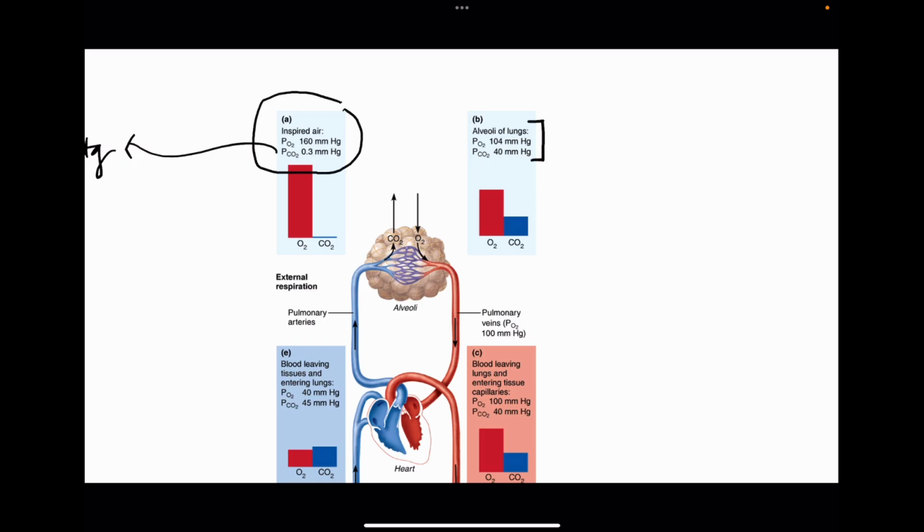So with this exchange here, we have mixing of old and new air, and this is what ends up being the result of that. Now, after we've mixed up the old air and the new air, our new partial pressures are a PO2 of 104 and a PCO2 of 40.